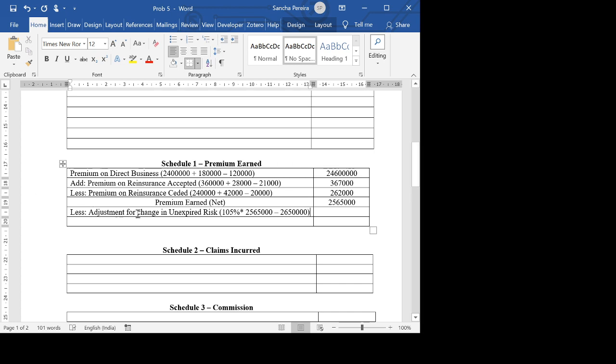Is this clear? First, how did I get 105? 100% is the reserve that's required to be made. Why is it 100%? Normally till now we had it as 50%. Why is it 100% here? Because it's marine insurance business. 5% is the additional reserve.